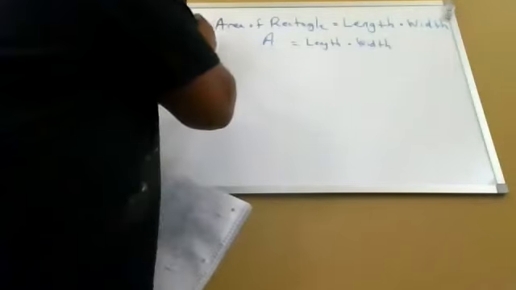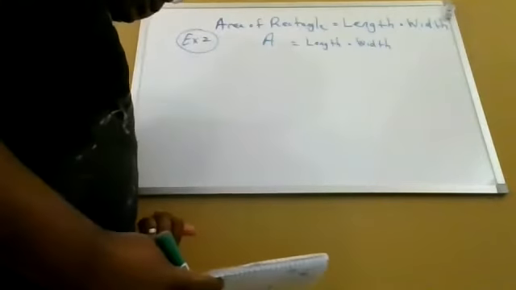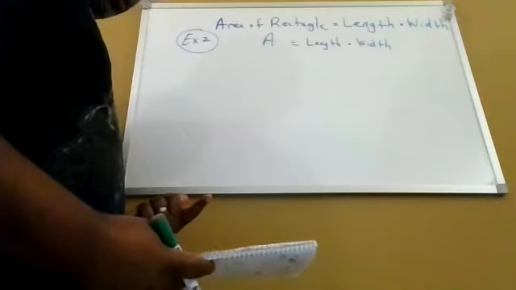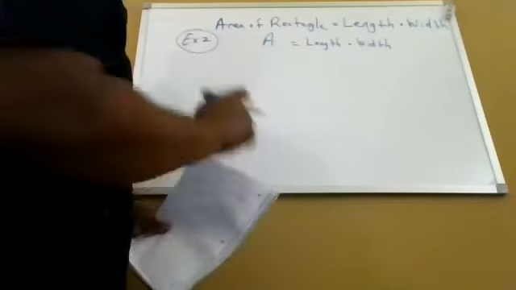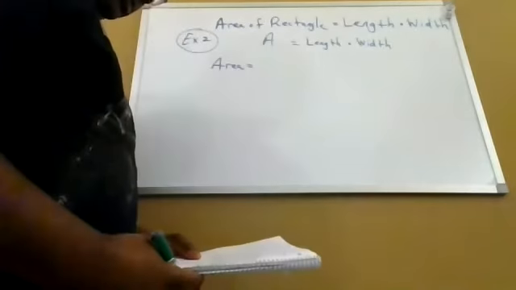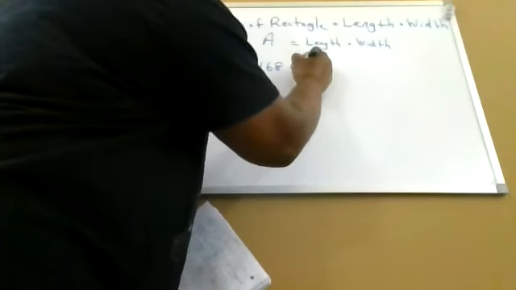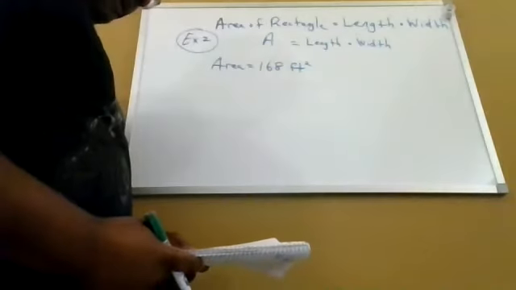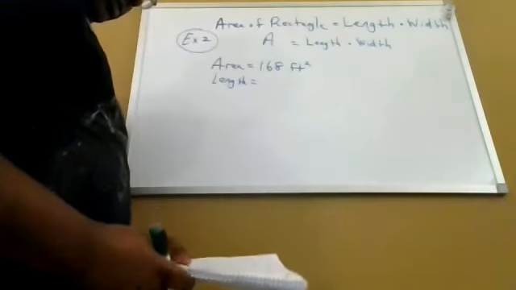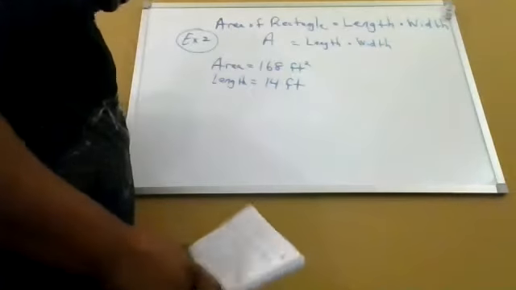Suppose for the next problem, example 2. For example 2, suppose we're given the area and the length, and we're asked to find the width. So if the area is 168 square feet, and the length is 14 feet. What is the width?